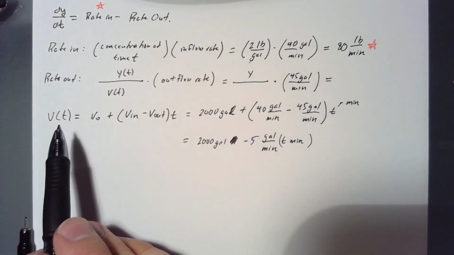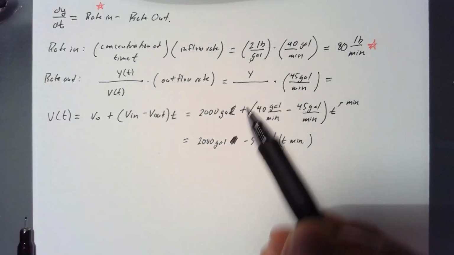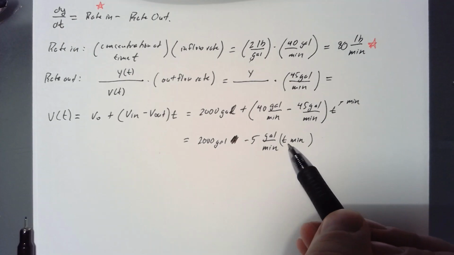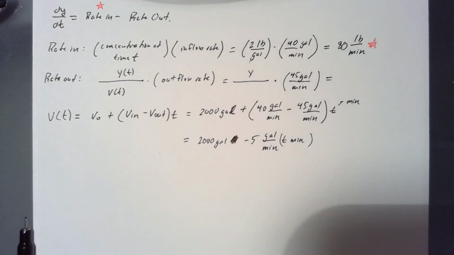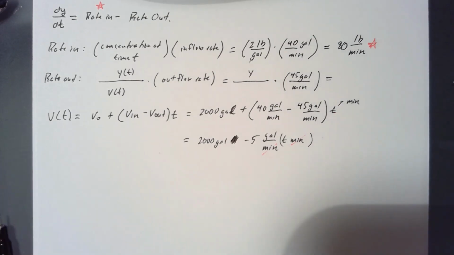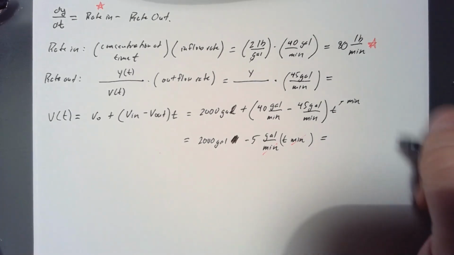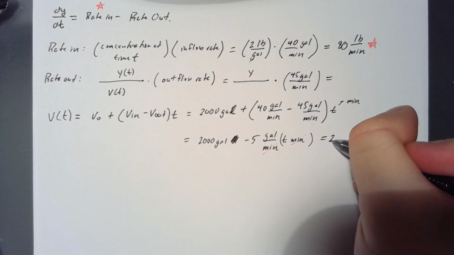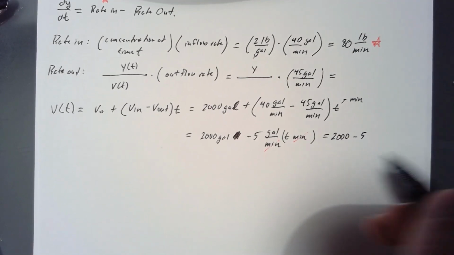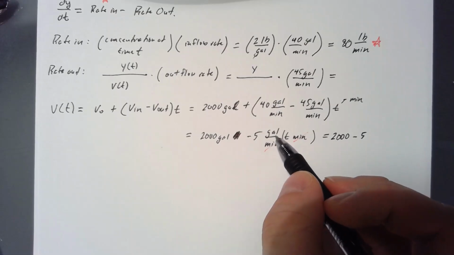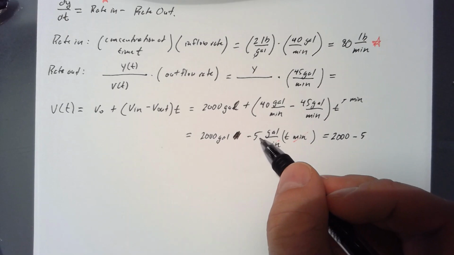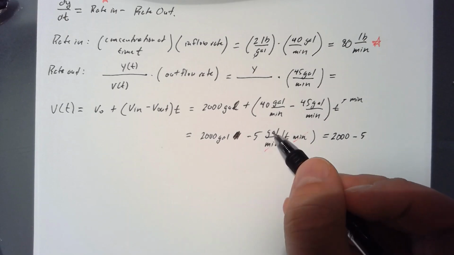What is volume measured in? It's measured in gallons, right? So I have gallons for the initial amount, but I have gallons per minute times minutes. What's going to happen there? The minutes are going to cancel. That's why I have that T out there up front. So when this is all said and done, my volume function is going to be 2,000, and that's in gallons, minus 5 gallons per minute times T minutes. The minutes cancel. So that's going to be minus 5T gallons.